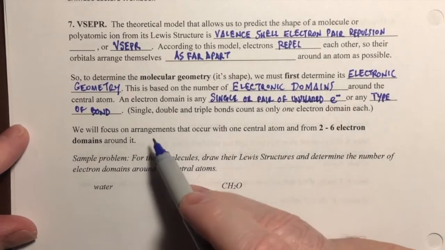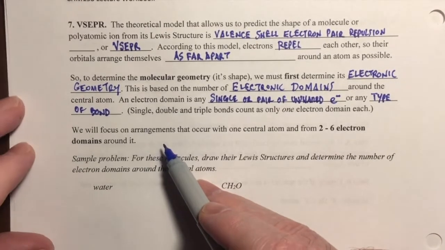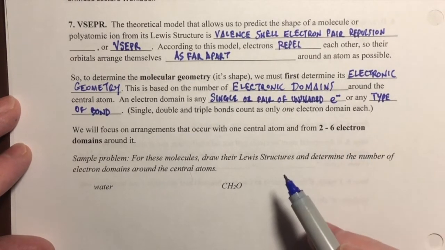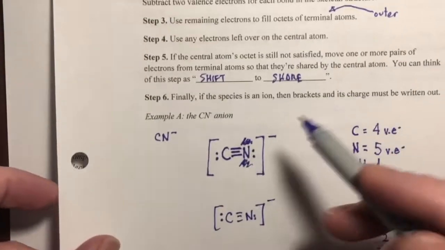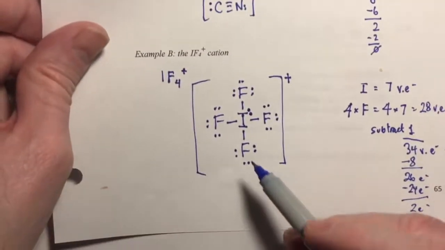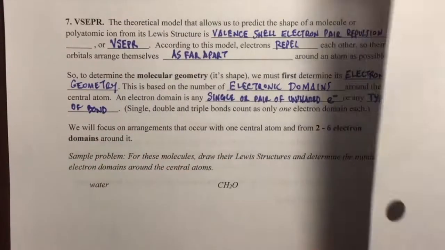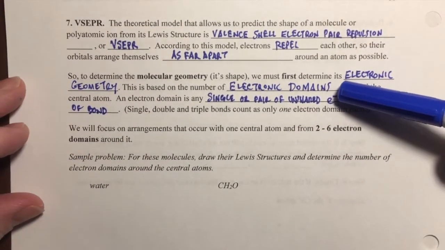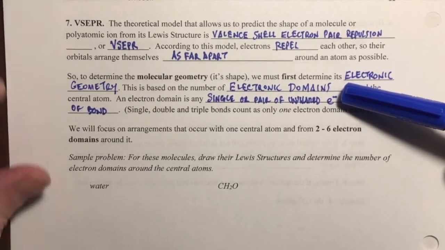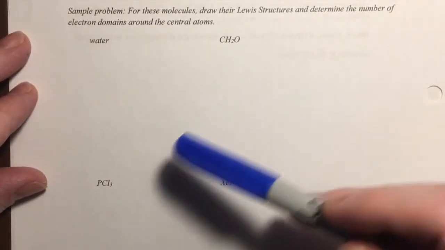Now in this chapter, we're going to focus on Lewis structures that have arrangements of electrons that occur with 1 central atom and between 2 and 6 electron domains around it. So for example, in our cyanide, we had 2 electron domains around the carbon. In the IF4+, we had 5 electron domains around the central atom. So now that you know what an electron domain is, we're going to put this together with our Lewis structure skills, and the sample problem out here gives us an opportunity to practice this 4 separate times.